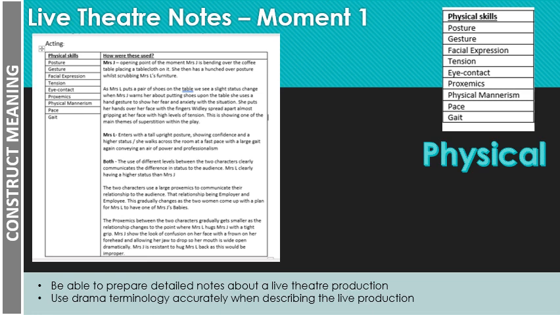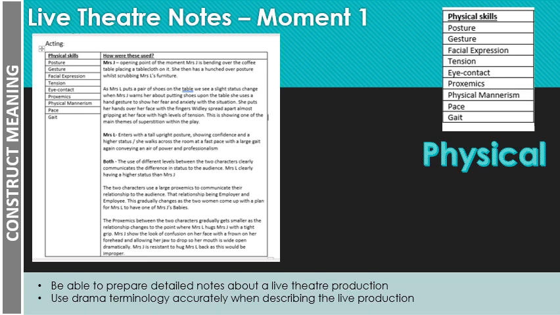As Mrs. Loynes puts a pair of shoes on the coffee table, we see a slight change in status. When Mrs. Johnson warns her about putting shoes upon the table, she uses a hand gesture to show her fear and anxiety with the situation. She puts her hands over her face with her fingers widely spread apart, almost gripping at her face with high levels of tension. This is showing one of the main themes of superstition within the play.